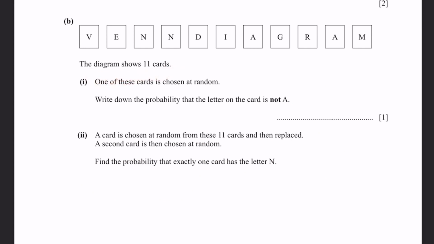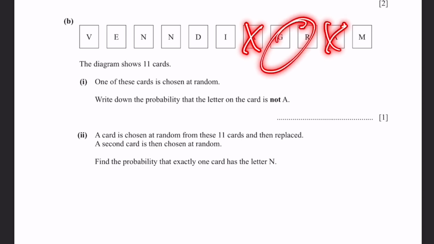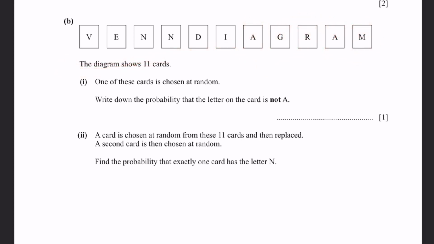B. The diagram shows 11 cards. One of these cards is chosen at random. Write down the probability that it's not A. That means everything except the A's. Cancel that out. There'll be 9 cards which are not A's. So that means it'll be 9 out of 11.